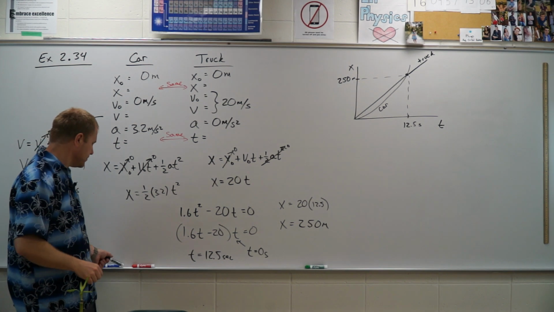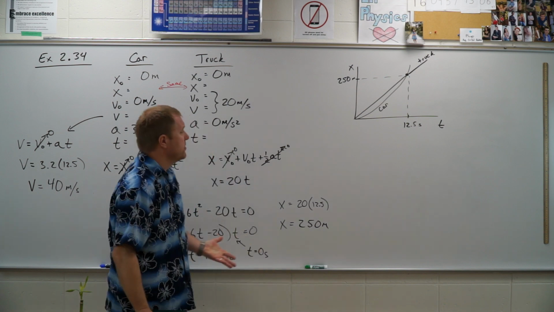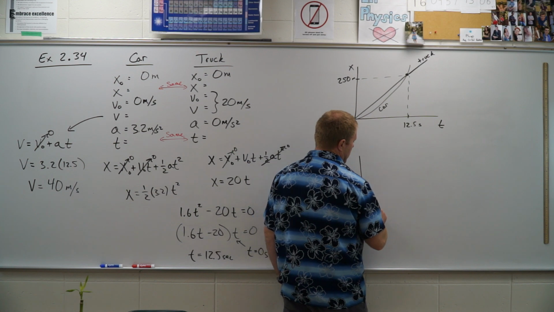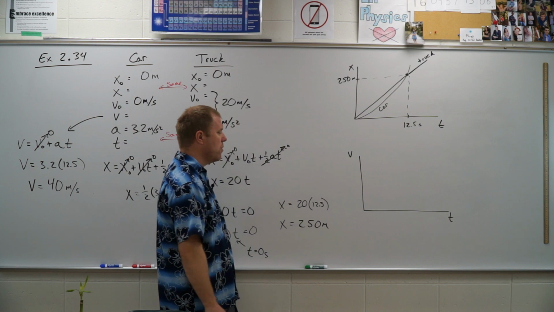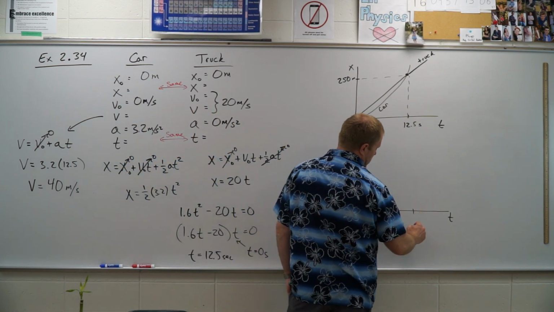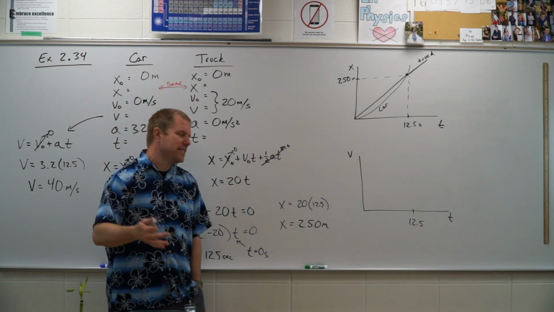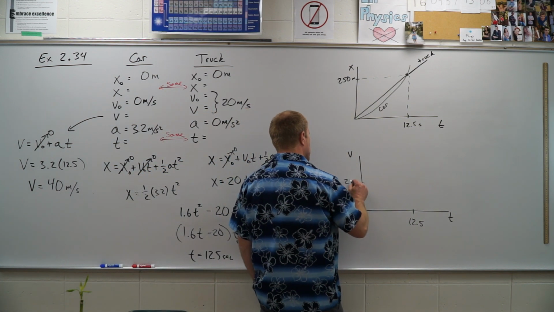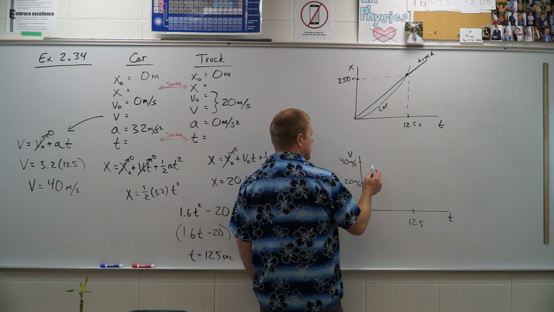Okay. Part D says sketch a velocity versus time graph for both vehicles. Okay. So I'm going to be sketching a velocity versus time graph. All right. So velocity versus time, they're both moving in the positive direction, so I only need that first quadrant there. At 12.5 seconds is when they are going to have traveled the same distance, meaning the area under those two curves is going to be the same. The truck moving at 20 meters per second. The car is going to be ending at 40 meters per second.